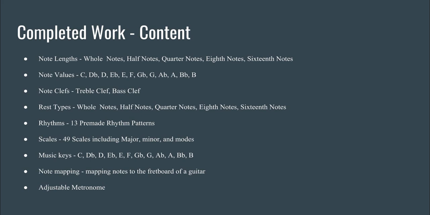The completed content for It's Music 101 includes note lengths. This includes whole notes, half notes, quarter notes, eighth notes, and 16th notes. Note values are also taught, ranging in values from C to B, including sharps and flats. All music taught in this application is taught in both treble clef and bass clef, for different types of instruments.